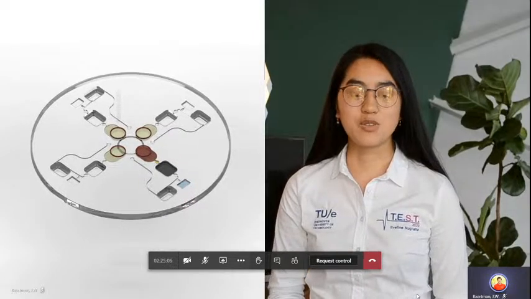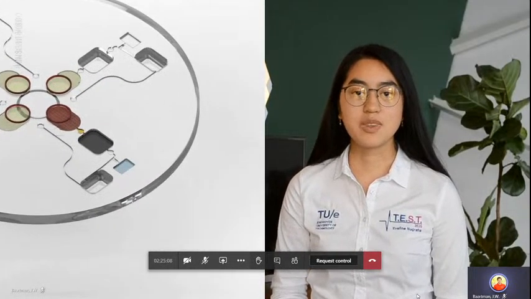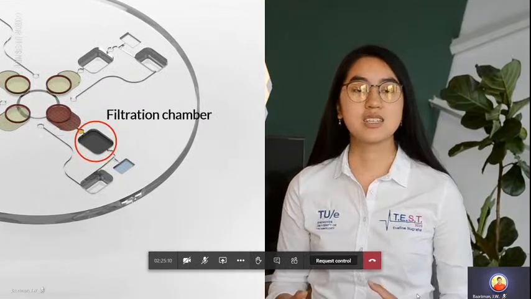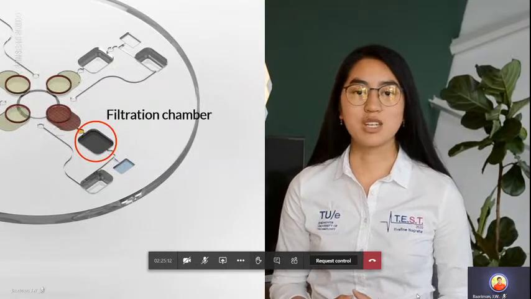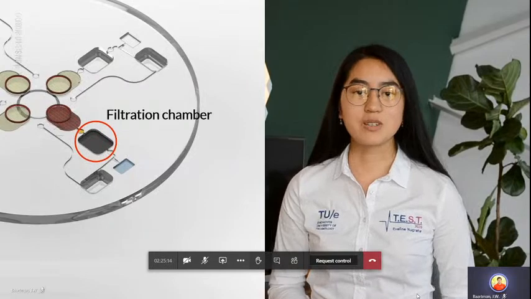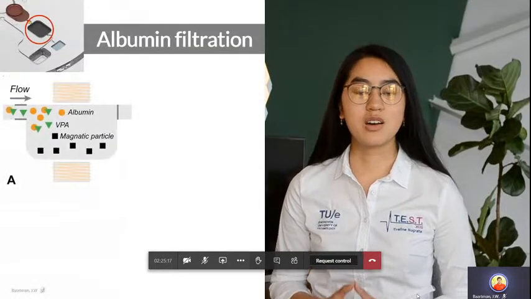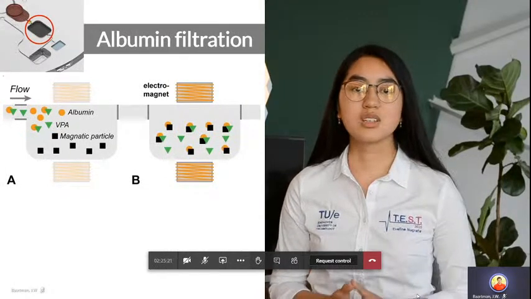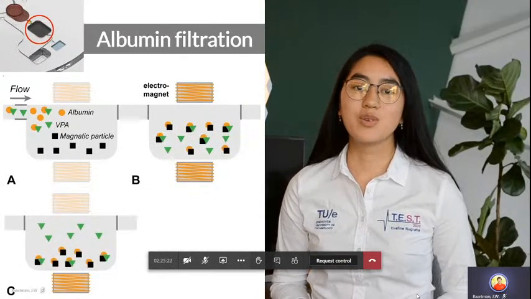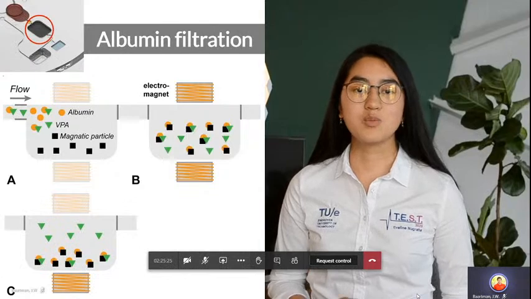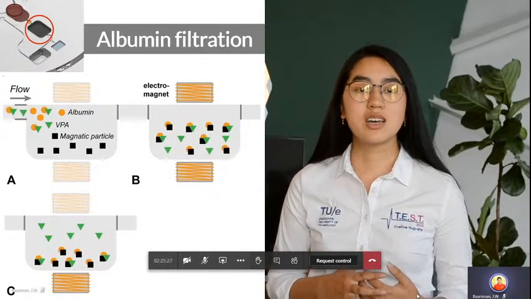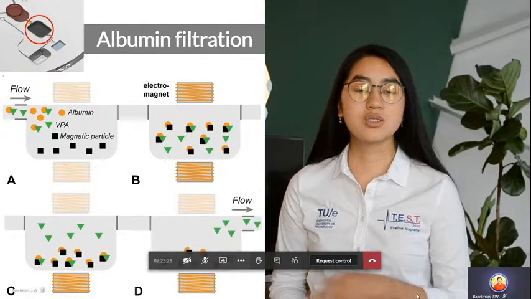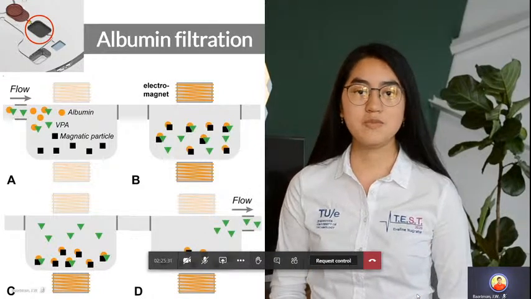The first chamber that the blood flows to is the filtration chamber. Here, albumin is captured and isolated from the sample by magnetic separation. Magnetic particles that are functionalized with anti-albumin antibodies bind to all albumin molecules, including those that have VPA bound to them. When a magnetic field is applied, all albumin will be isolated to one side, and the rest of the fluid can flow through to the next chamber.